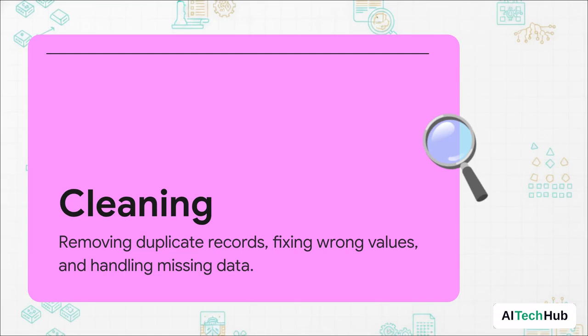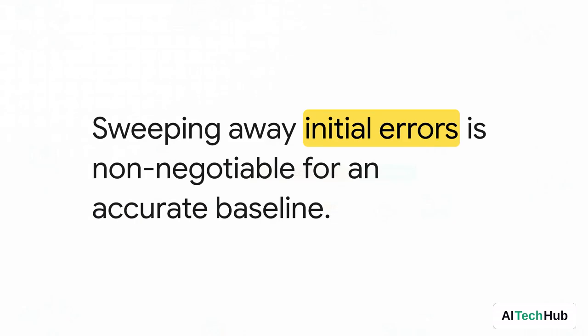First up is cleaning, which is, well, exactly what it sounds like. You're grabbing a metaphorical broom and sweeping away the broken data points. This is where you have to make the tough calls. Do you try to estimate a missing value with a reasonable guess, or do you just scrub that incomplete record entirely? Sweeping away these initial baseline errors is totally non-negotiable. If you want an accurate model, you have to strip out the duplicate records that skew your numbers and fix those blatantly wrong values that would otherwise send your model down a totally wrong path.